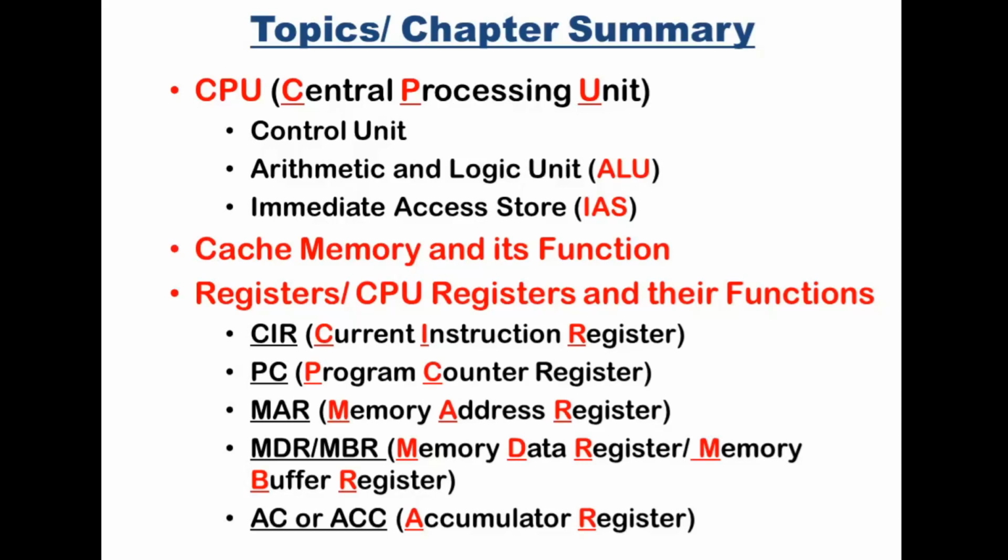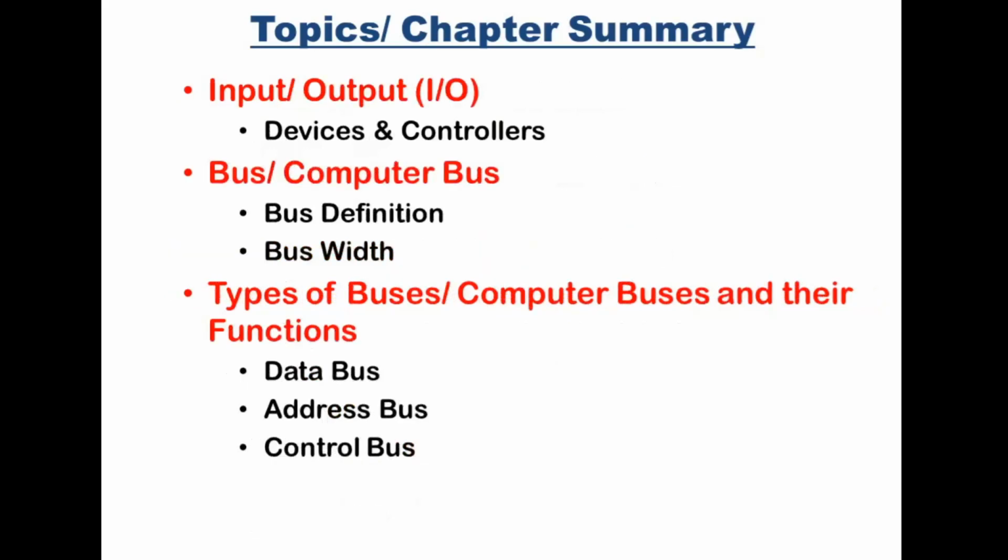The registers we have discussed: the CIR, current instruction register, PC, program counter register, then MAR, memory address register, then MBR or MDR, memory data register or memory buffer register. And the last register we have discussed was accumulator register, AC or ACC. After that, we have discussed the input output. What are the input output devices and what are the IO controllers?